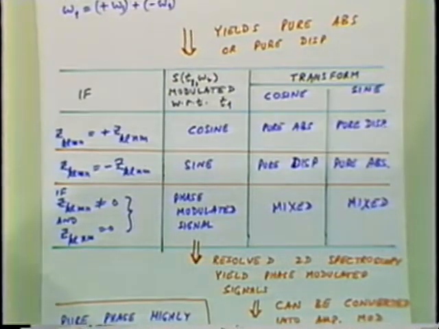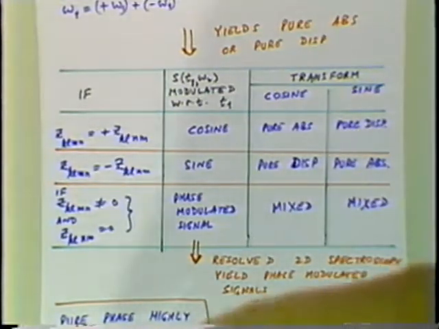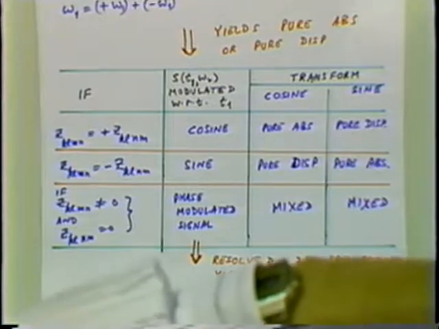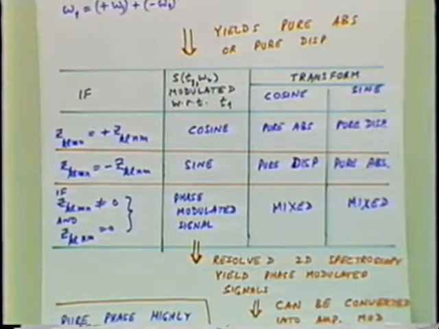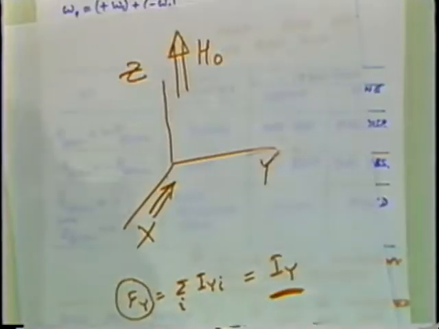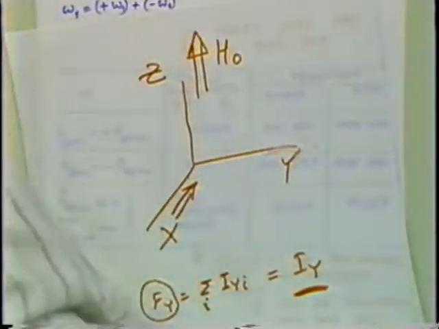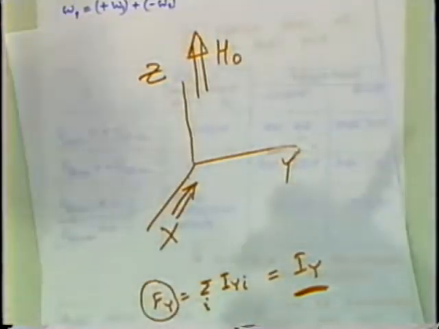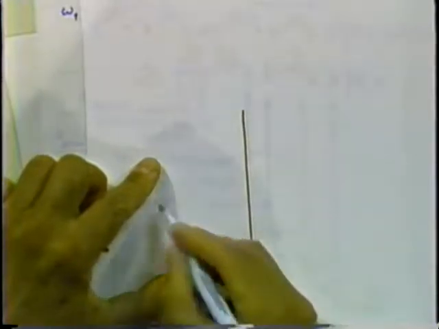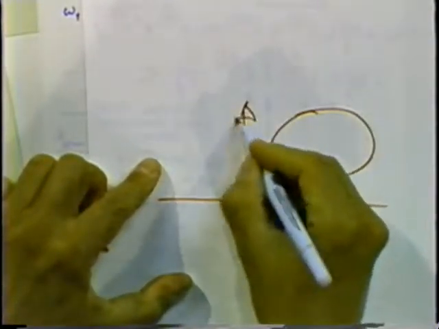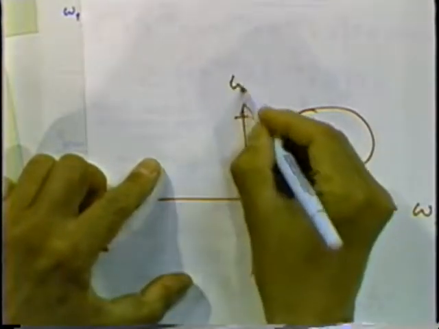the pure absorptive signal. However, there are often situations like this, where we have signal only in one quadrant and nothing in the other. All the signal is restricted to, say, this area, and there is nothing here. It is actually a phase modulated signal. It's a phase modulated signal.